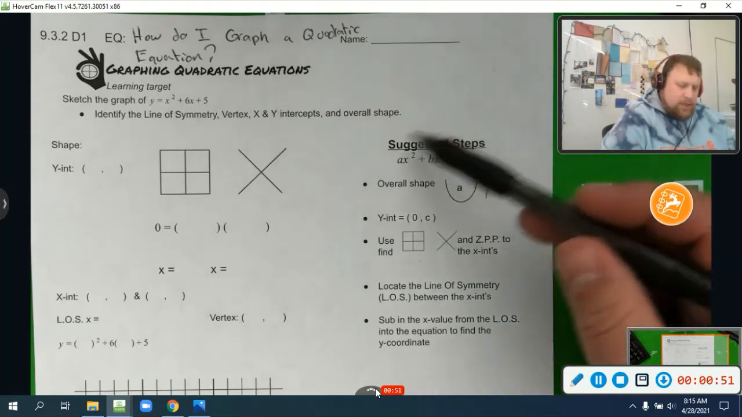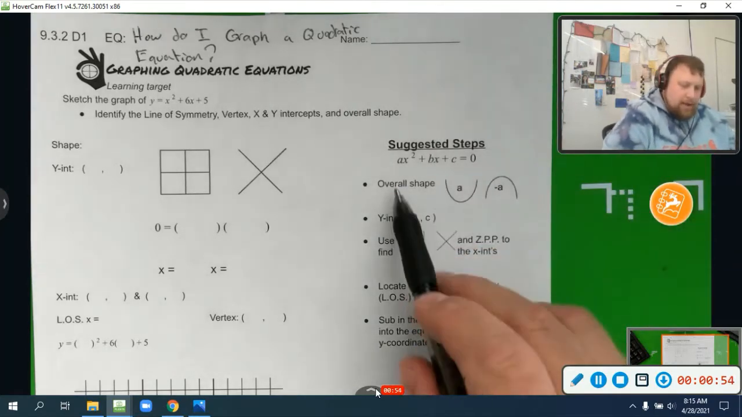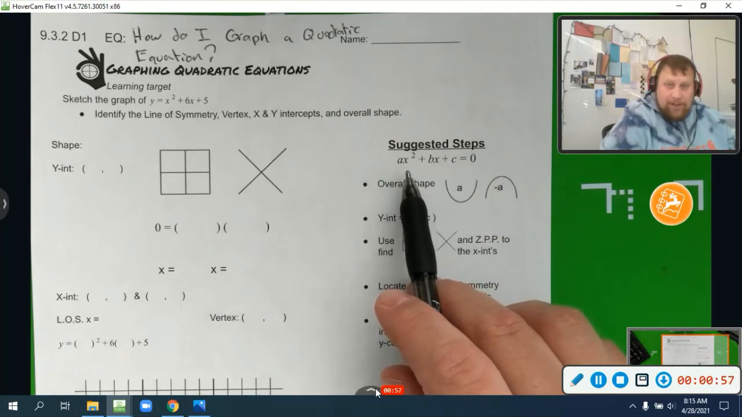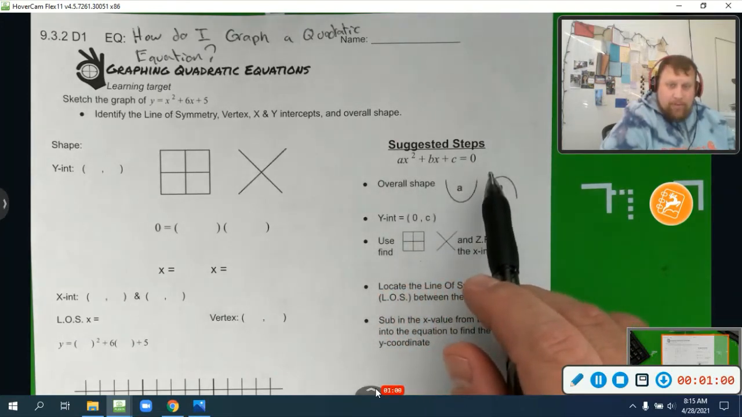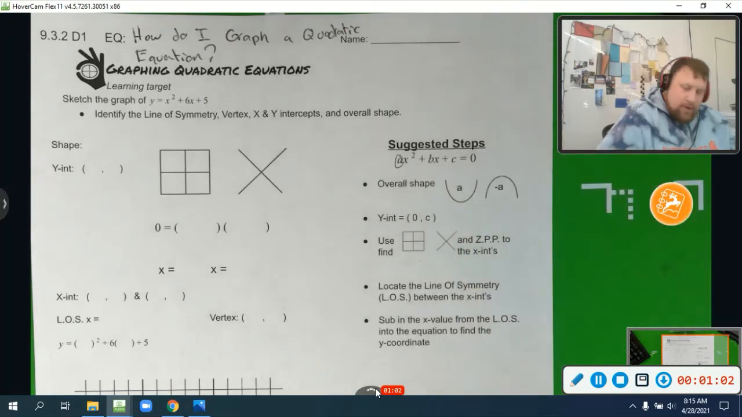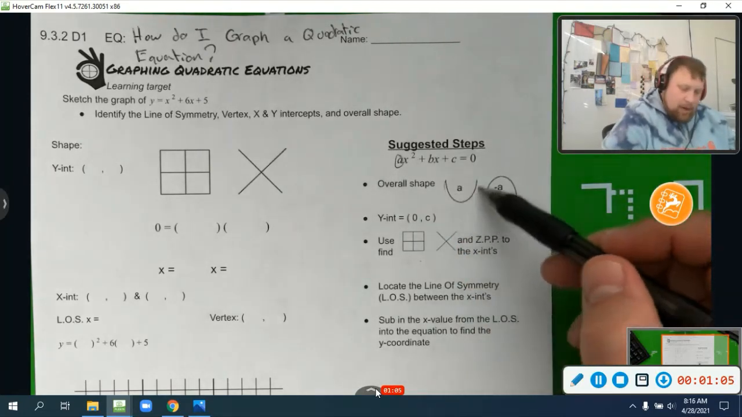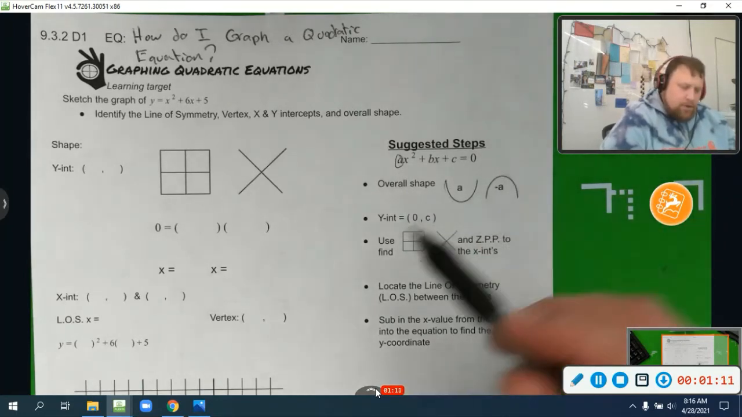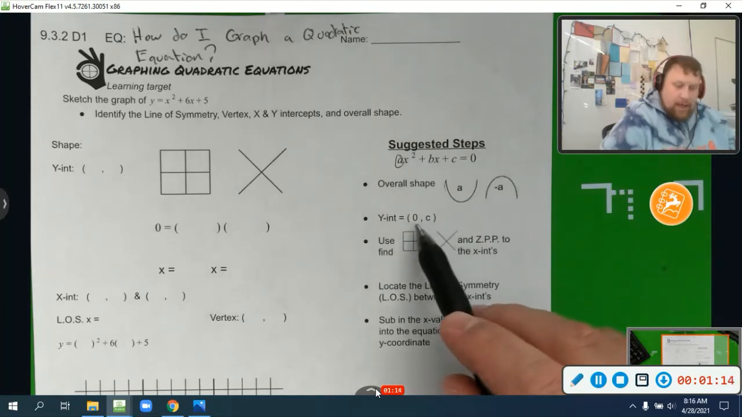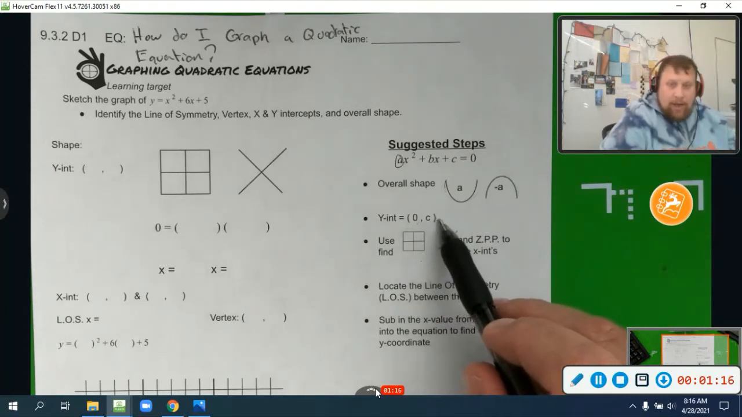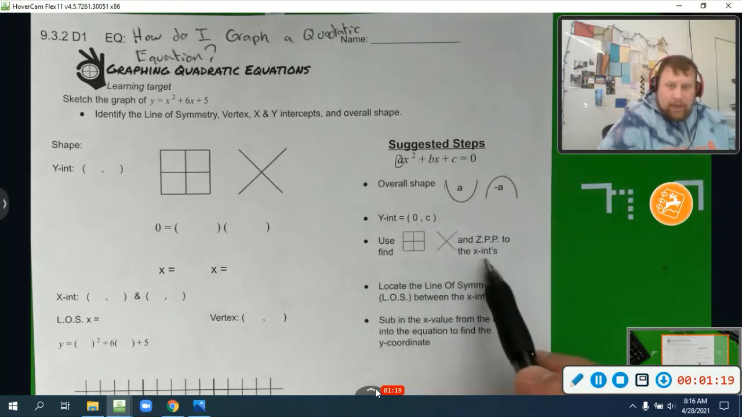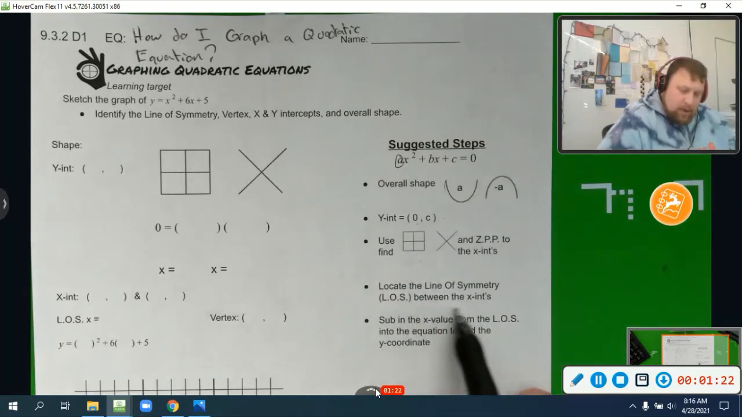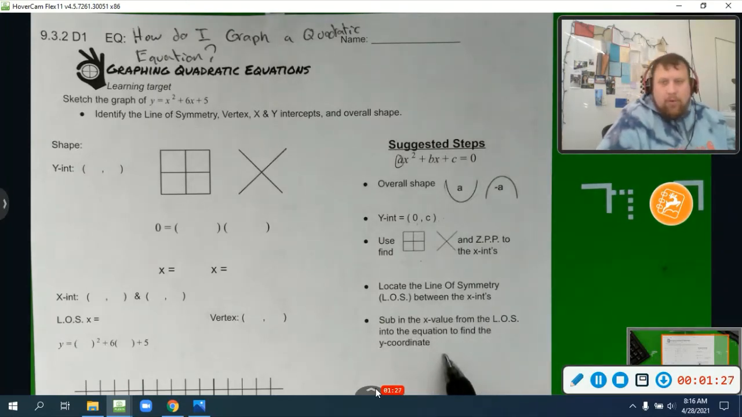Over here, I've put suggested steps. So keep in mind, our general form of a quadratic equation is ax squared plus bx plus c equals 0. Whenever this a value is positive, it's going to open up, positive a. Whenever this a value is negative, it's going to open down, negative a, right? Don't forget your y-intercept is always at x equals 0 and your c value. And then we're going to use a generic rectangle and zero product property to find the x-intercepts. We're going to locate the line of symmetry between them and then sub in the x value from the line of symmetry to find the y value for the vertex. Okay, so some pretty good steps there.